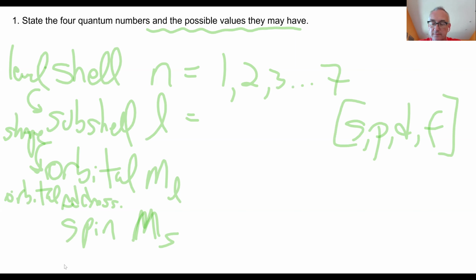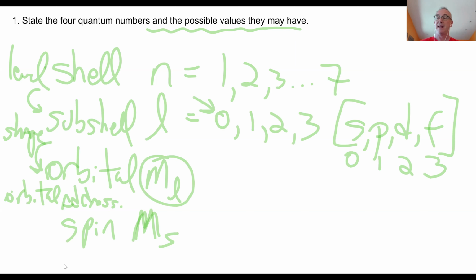Is it 0? It is 0. And I'll try and think of a way that you can remember that. That's 0, which is S. P is 1, D is 2, and F is 3. So it's 0, 1, 2, and 3. And the reason why this is a 0 becomes apparent when we look at the next one, the orbital, because m sub l is based on l. It's actually based on the number that's in l.